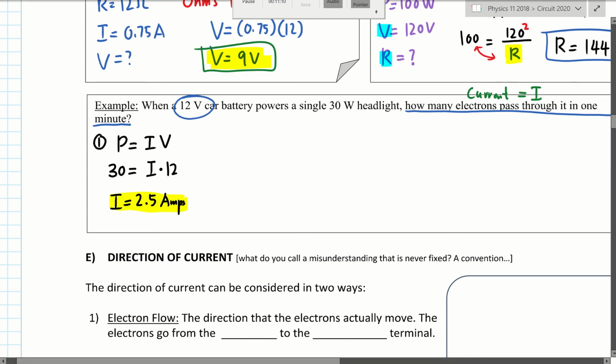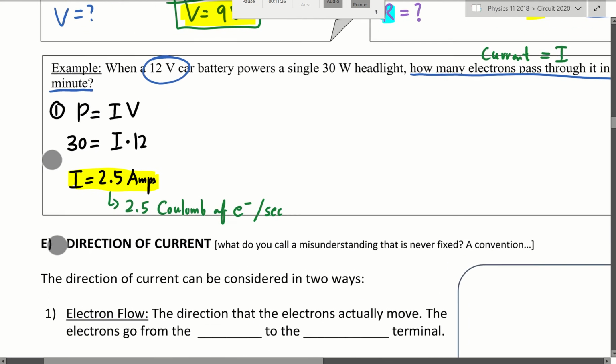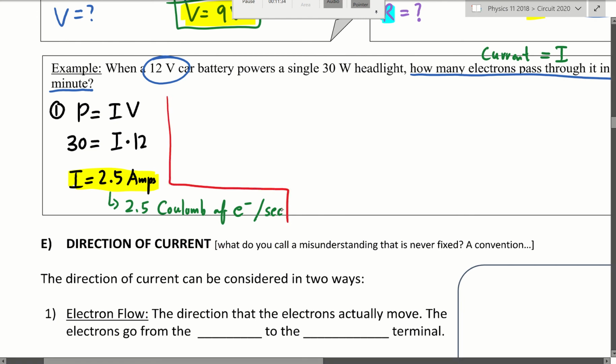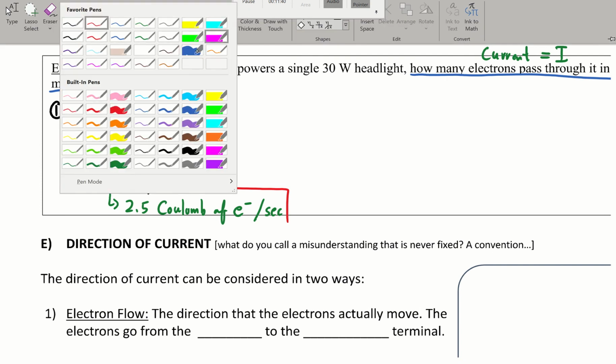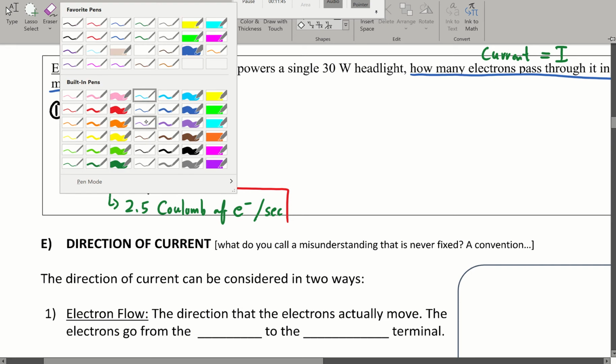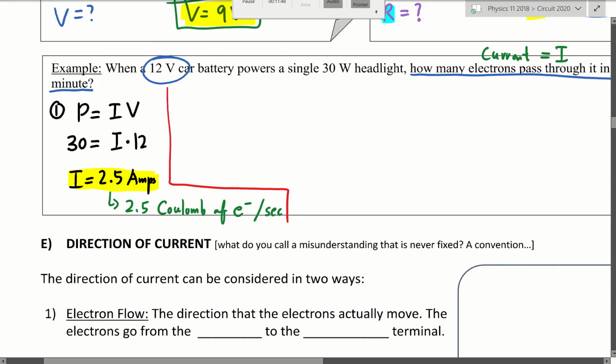So that's the power, that's the current. So what does that mean? This means 2.5 coulombs of electrons per second. Now, that doesn't tell you how many electrons though. You see how this question is actually kind of weird? You know there are 2.5 coulombs of electrons going through the circuit every second, but you don't know how many electrons. Okay, so what do we do now?